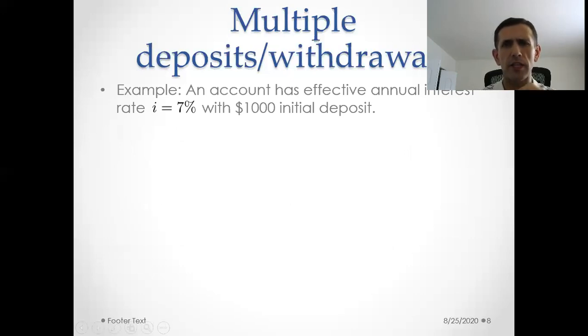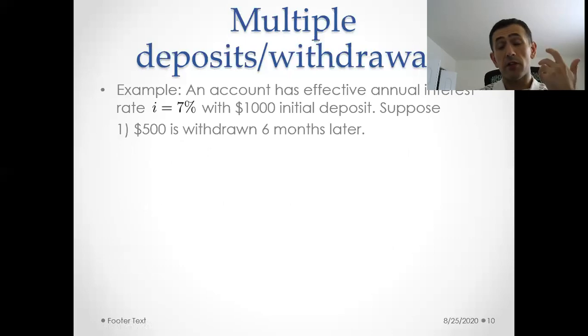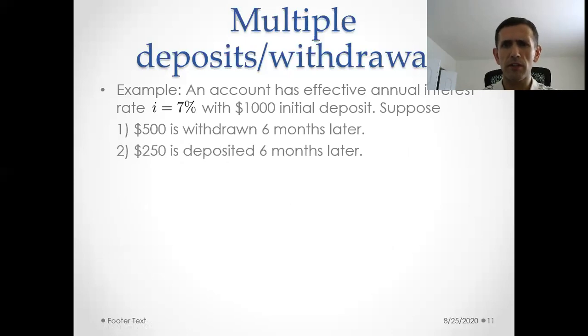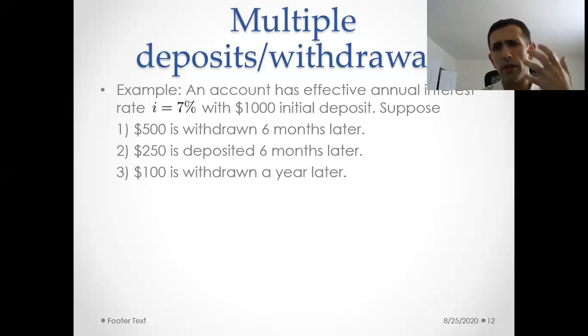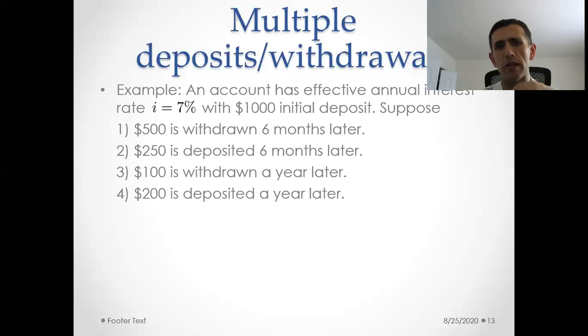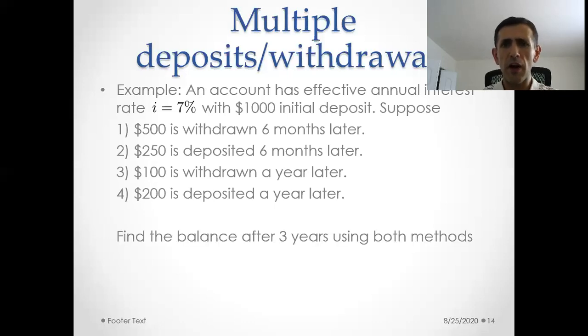I have an account that earns 7% effective annual interest, $1,000 initial deposit. Let's say $500 is withdrawn 6 months after my initial deposit. 1 year after my initial deposit, I deposit 250 more. And 2 years after my initial deposit, I withdraw $100. And finally, 3 years after my initial deposit, $200 is deposited. Find the balance after 3 years using both methods.